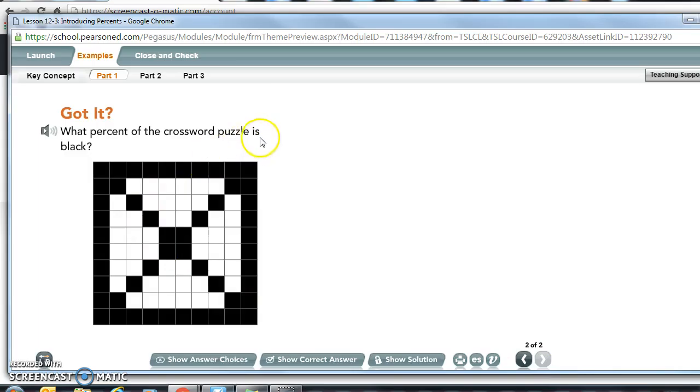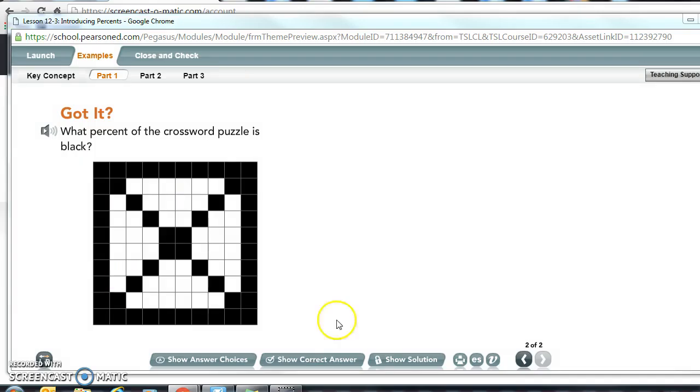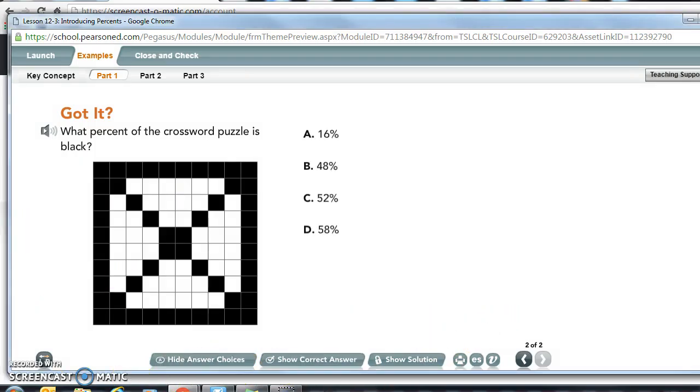What percent of the crossword puzzle is black? So again, I'm going to have you solve this. You know that there are 100 squares total. So you need to go through and figure out what percent of the shaded parts are black. Here are possible answer choices. Go ahead and write your answer. Freeze your screen. And I'm going to move on to part 2.